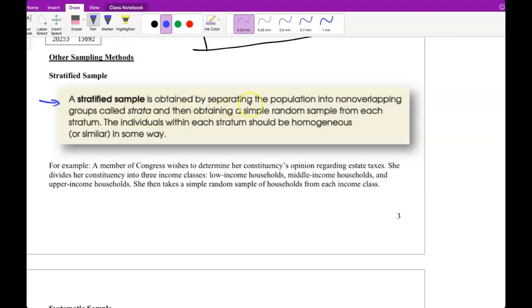A stratified sample is obtained by separating the population into non-overlapping groups called strata, and then obtaining a simple random sample from each stratum. The individuals within each stratum should be homogeneous, or similar. So it should be similar in some way.